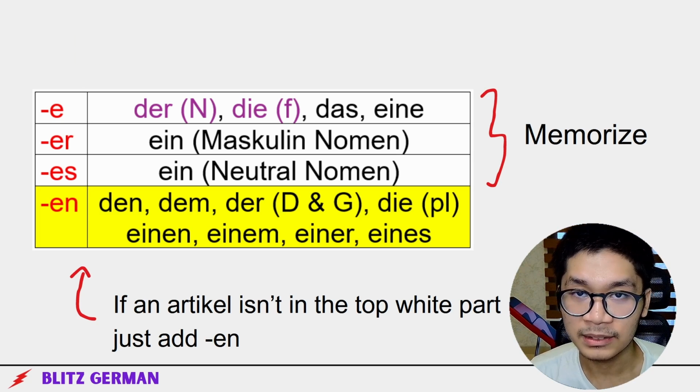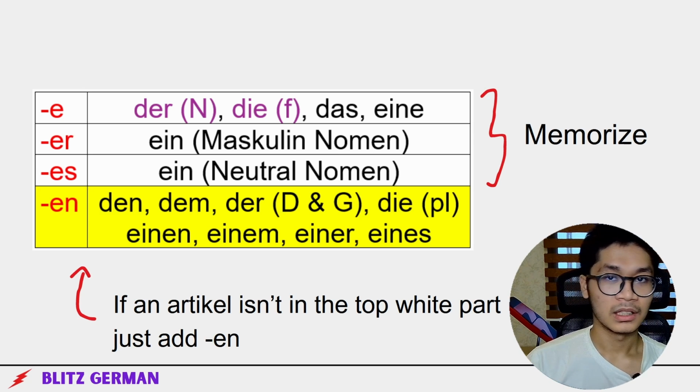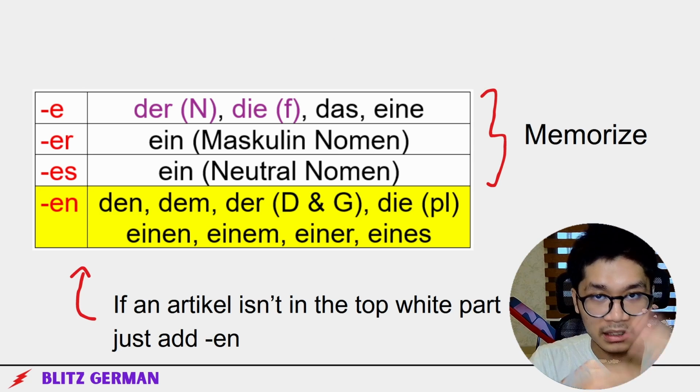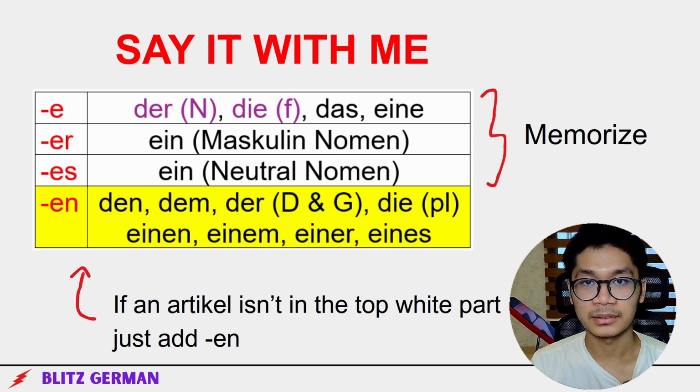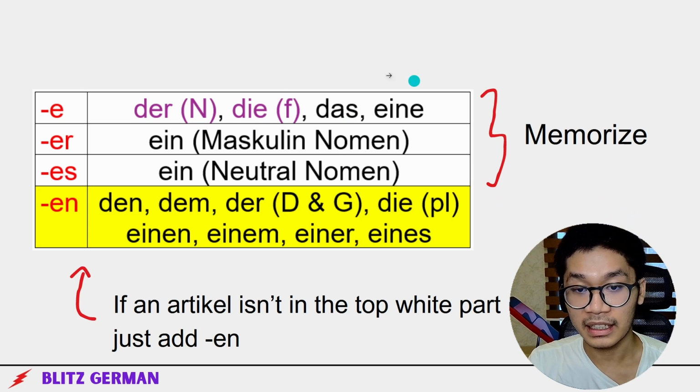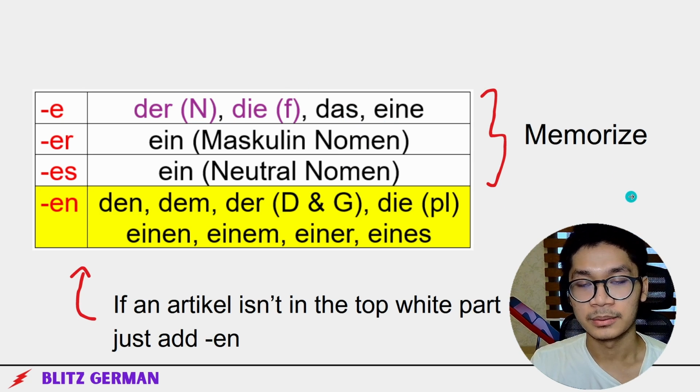Der, die, das, eine, ein. Okay, now it's pretty easy, right? Der, die, das, eine, just like der, die, das, and then eine, ein.